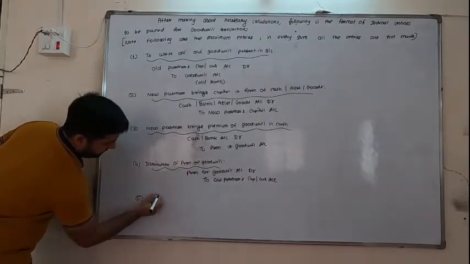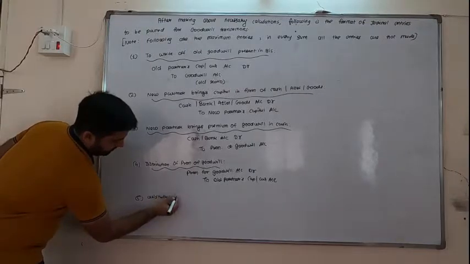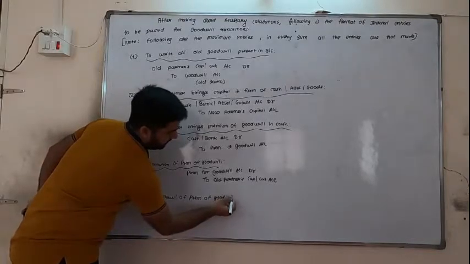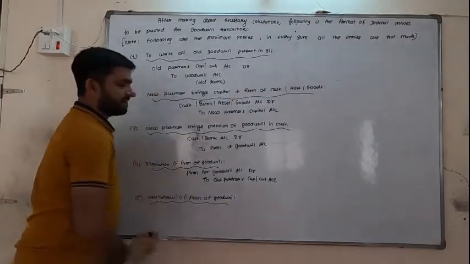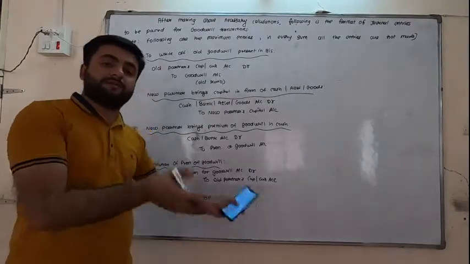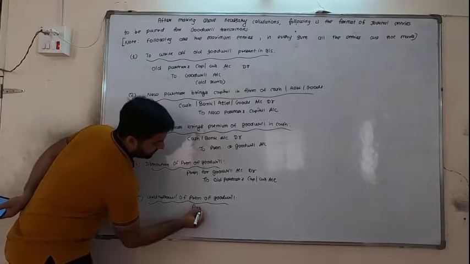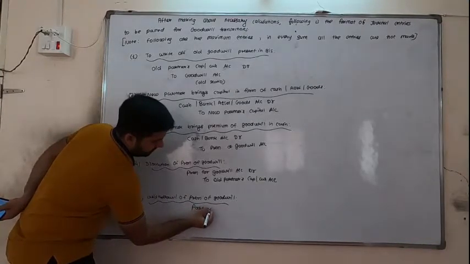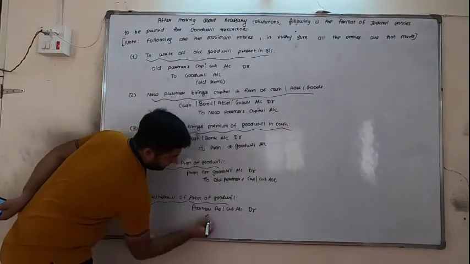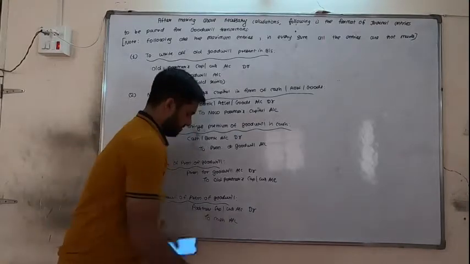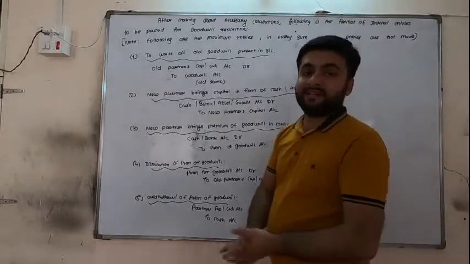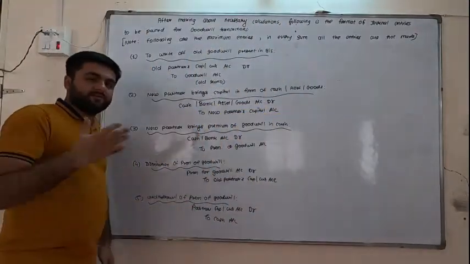Number 5. Withdrawal of premium of goodwill. Now see, in the previous entry partners are getting the premium of goodwill, so premium to partners. Now the partners are withdrawing, so cash is going out and partners are the receivers. So partners' capital or current account debit to cash. With this writing part, the introduction to the goodwill part is over.